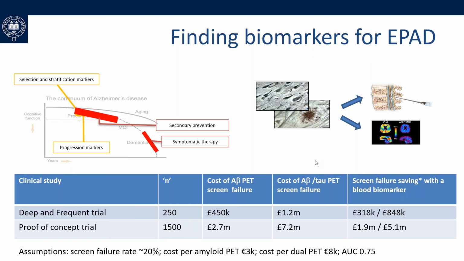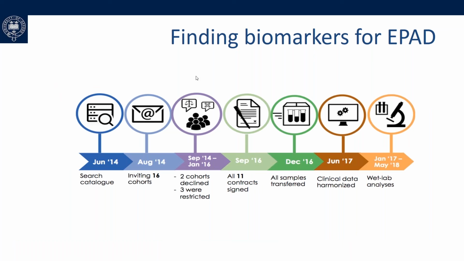I think we need a better marker to select people that will reduce the screen failure cost of PET imaging. I think we may have one actually, but if we look at the potential, I think that even if we had a bad blood-based biomarker, we could reduce the costs by 1.9 million to a little under 1 million screen failure cost. That would be a huge saving for EPAD and studies that follow it. So how best to do that?